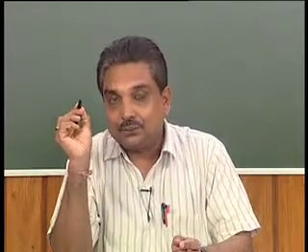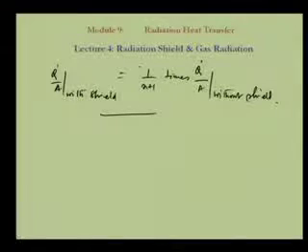We got half because we had 1 shield, so 1 plus 1 gives 1 by 2. The heat transfer with shield will be 1 by (1 plus n) times the heat transfer without shield. So that reduces the heat exchange. This is the role of a radiation shield, that is what we can understand.